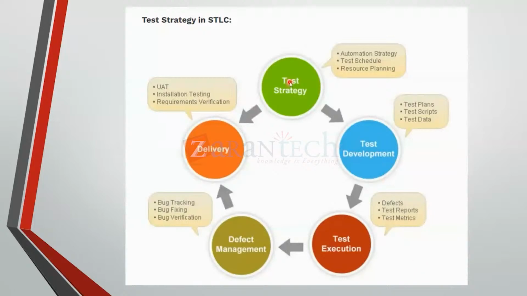So this is basically the test strategy. Test strategy is created, and you have automation, test schedule, and resource planning. Then test development: you have the test plans, scripts, and data. Then execution will have the defects, reports, and metrics. Then defect management will be fixing those defects. And then the delivery. Delivery is UAT, installation, and requirement verification, that is, whether the requirement has been fulfilled or not.